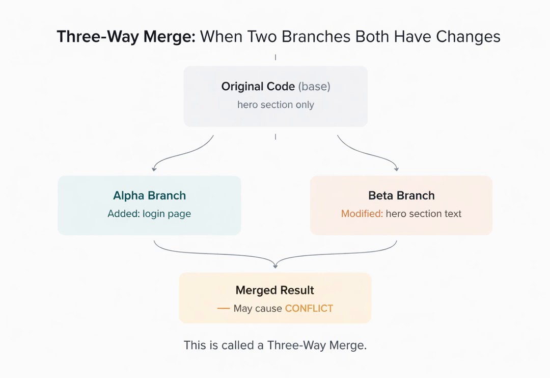Git looks at the original base, the changes in branch A, and the changes in branch B, and tries to combine them intelligently. If the changes are in completely different parts of the code, Git can merge automatically. But if both branches changed the same lines, you get a conflict.